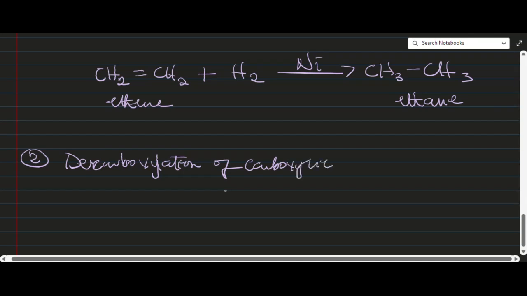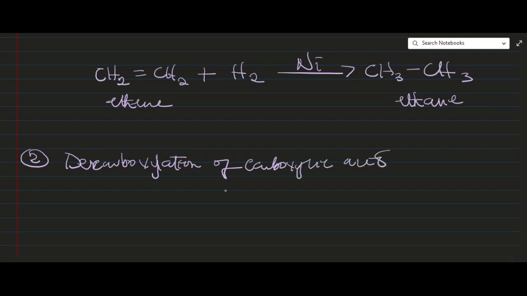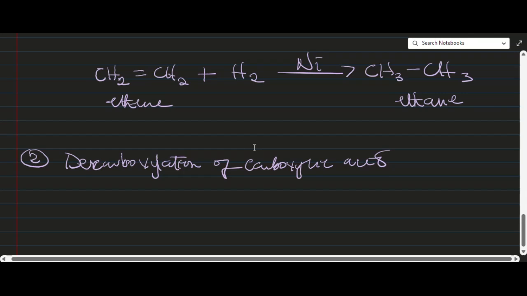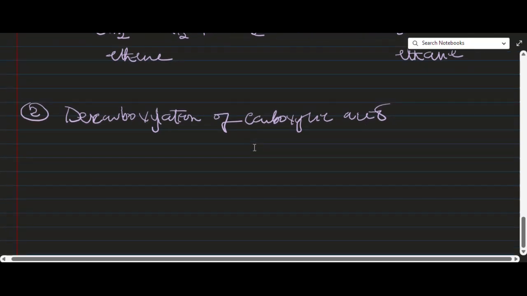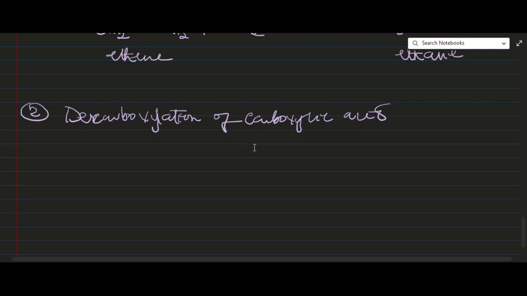Carboxylic acid. So decarboxylation, that is, we remove the carboxyl part of that acid. So that is what they mean by decarboxylation. This one is achieved by heating a sodium salt of a carboxylic acid with soda lime.